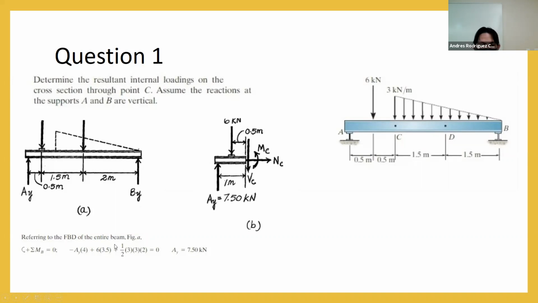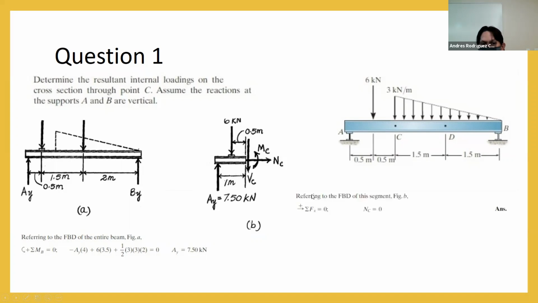After solving that equation, we are going to know that the reaction in A is going to be 7.50 kilonewtons. Knowing this, we can do the next free body diagram in this part in order to know the forces working on this point. We have a reaction here that we already obtained, the force that is here, and a shear, a moment, and an axial load.